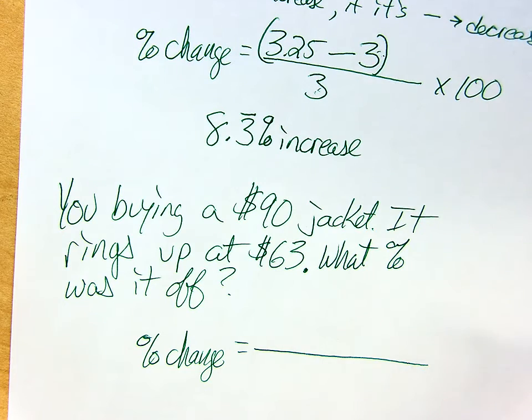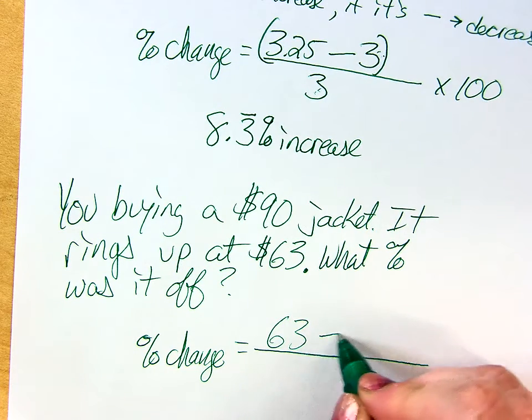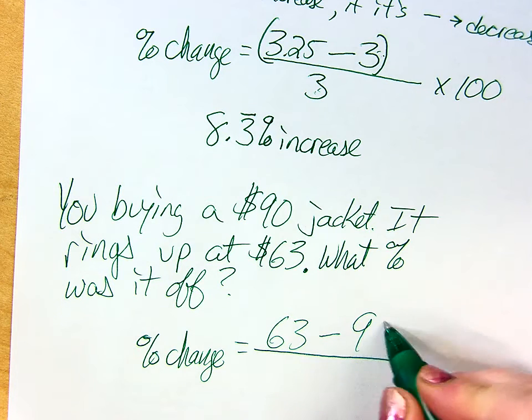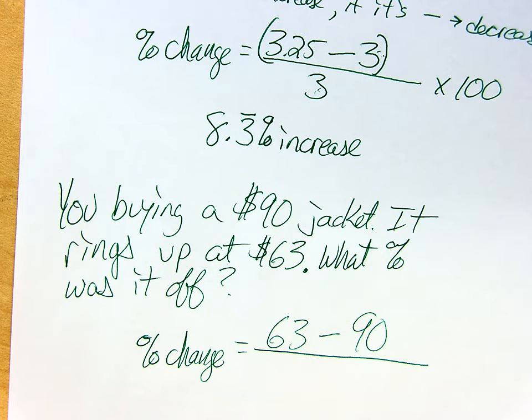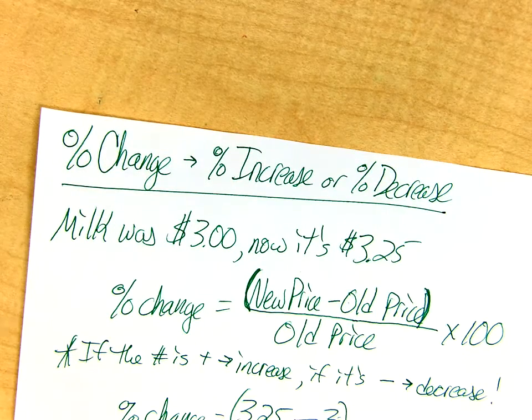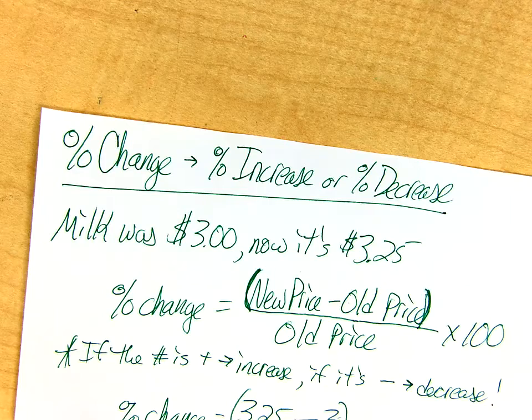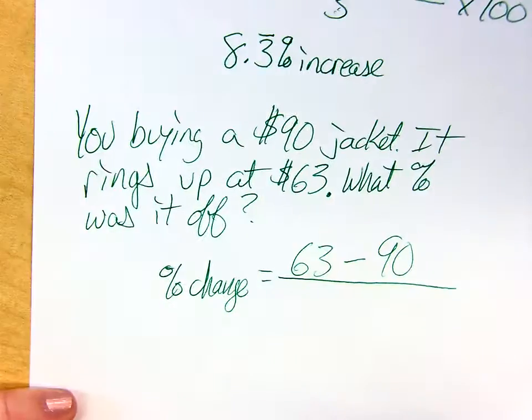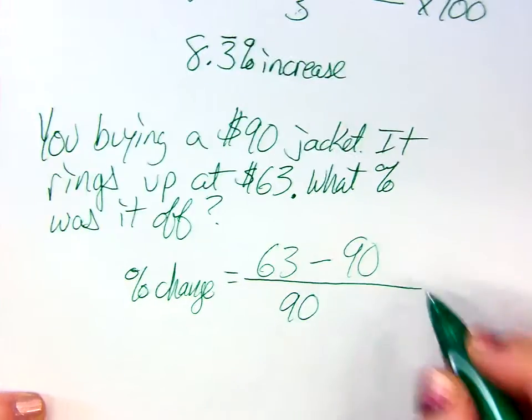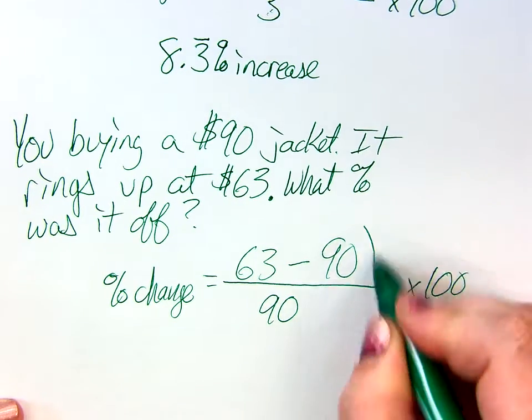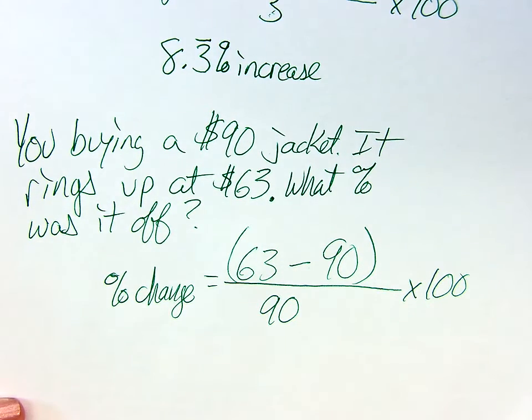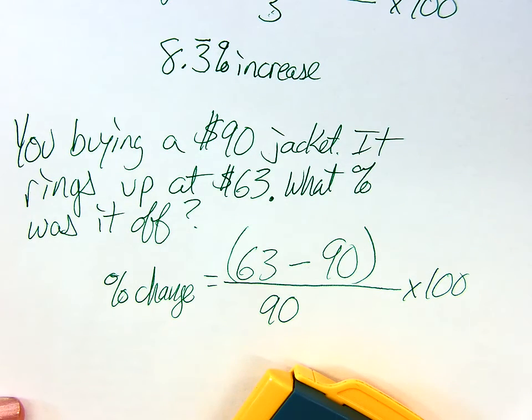What's the new price? 63 minus the old price, 90, divided by... what goes on the bottom according to our formula here? The old price. So 90 stays on the bottom. And then I'm just going to times that by 100. Don't forget our parentheses here. If I'm going to have the calculator do all of it for me, I have to use parentheses: 63 minus 90, close parenthesis, divide by 90, and then times by 100.